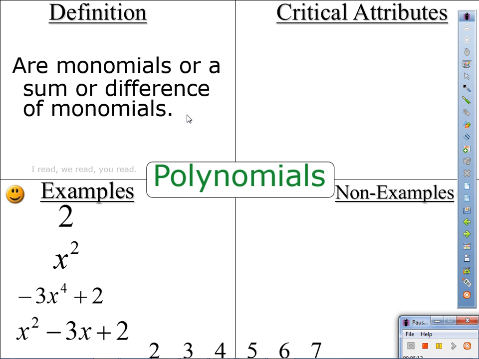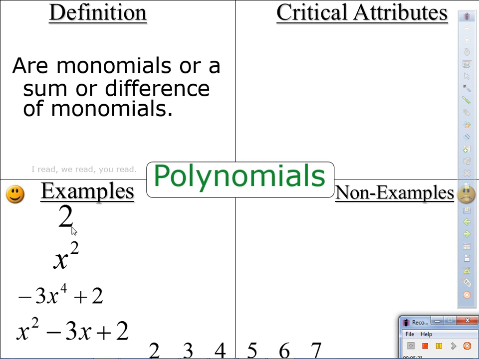So, polynomials. A polynomial is a monomial, or a sum or difference of monomials. So it could be a monomial, or two monomials being added, or three monomials being added, or many monomials being added or subtracted. Is that correct? That's what the definition says.